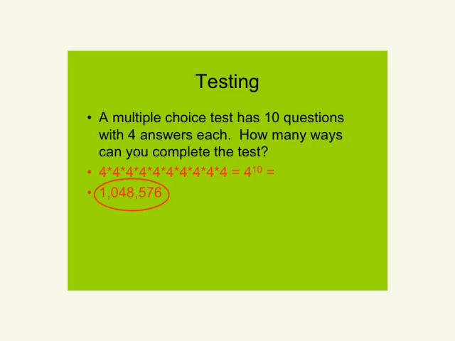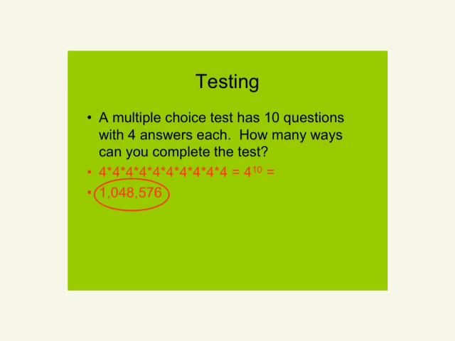Alright, testing. Have you ever taken a test and wondered, man, if I guess all these, what are the odds I would get them correct? Well, a multiple choice test has 10 questions with 4 answers each. So how many different ways could you complete the test? 4 for the first question, 4 for the second, 4 for the third, 4 for the fourth, and so on. So if you took 4 times 4 times 4 10 times, you would have 1,048,576.